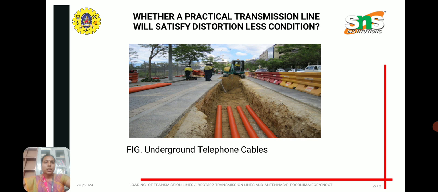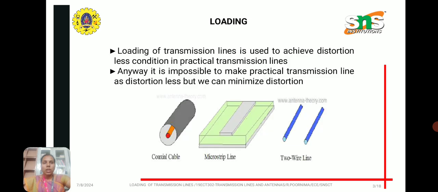Whether a practical transmission line will satisfy the distortionless condition. For example, an underground telephone cable: practically it is impossible for it to satisfy the distortionless condition. There is some distortion present, so we have to avoid the distortion using the loading technique.